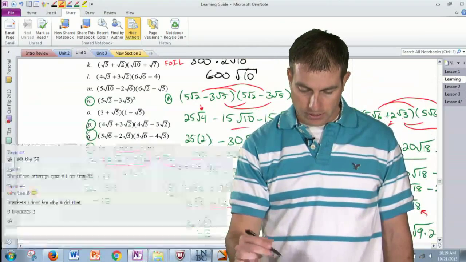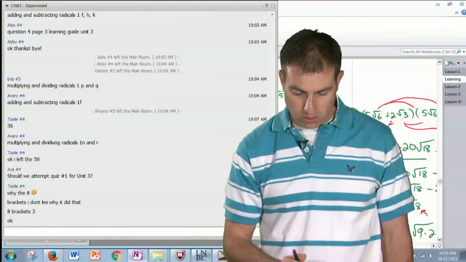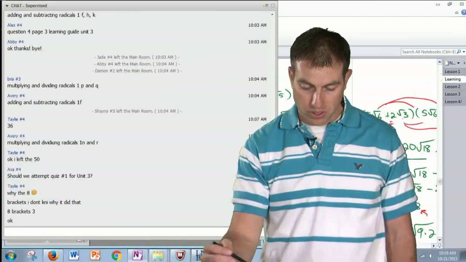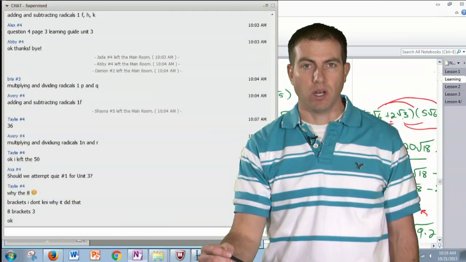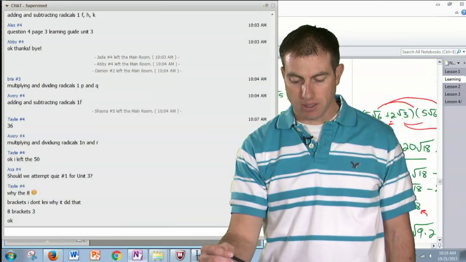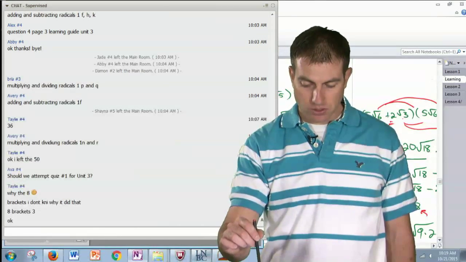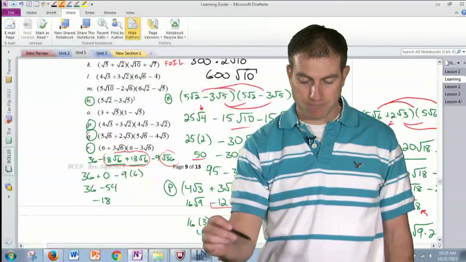There was a question I didn't answer here about Unit 1, quiz number 1 for Unit 3. Should we attempt it? If you want, you can. I would worry about Unit 1, getting that out of the way first. There's no rush on Unit 3 quite yet.